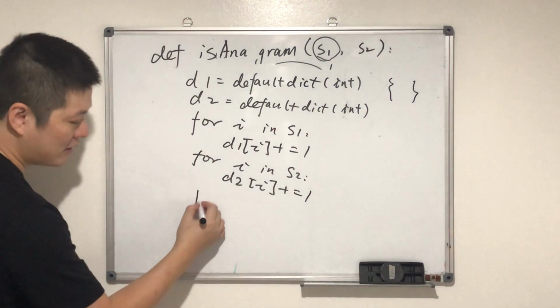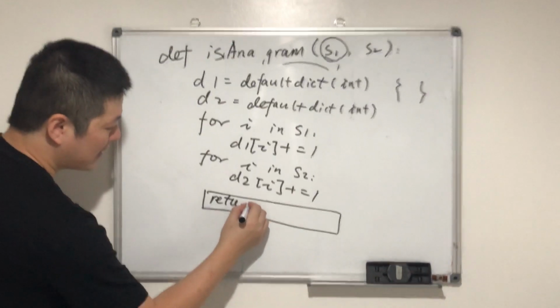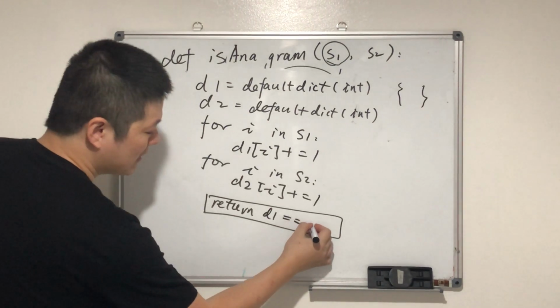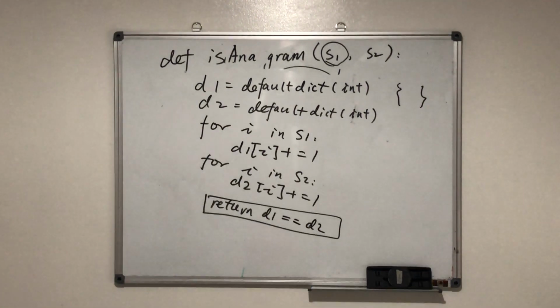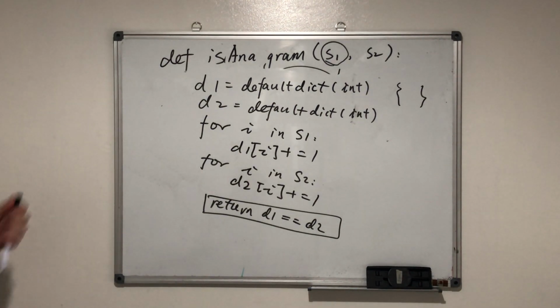And then what's next? What's this bit? Return D1, equal, D2. Well done! Wow, you got it. Can you see? We got it. So this is one way of doing it.